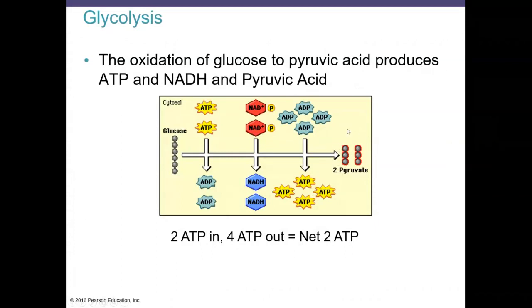And now we have these pyruvate molecules. They can either go into fermentation or into aerobic respiration, all right? So again, we have 2 ATP in, 4 out. That gives us a net of 2. So again, all we're doing is splitting glucose into these pyruvates, and then these are going to go through either the Krebs cycle or fermentation, right?